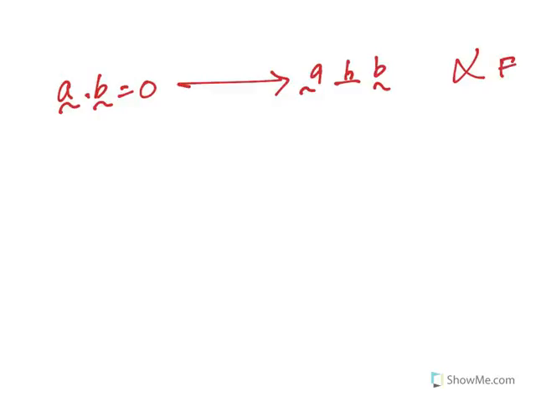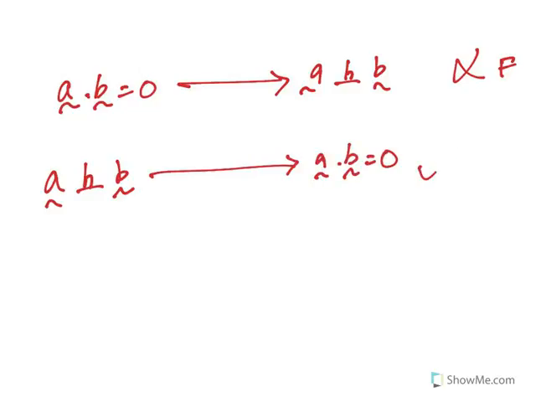So here, A dot B equals 0 implies A is perpendicular to B. This one is not true, false. But if A is perpendicular to B, then A dot B equals 0. This one is true. Because of the angle between them.